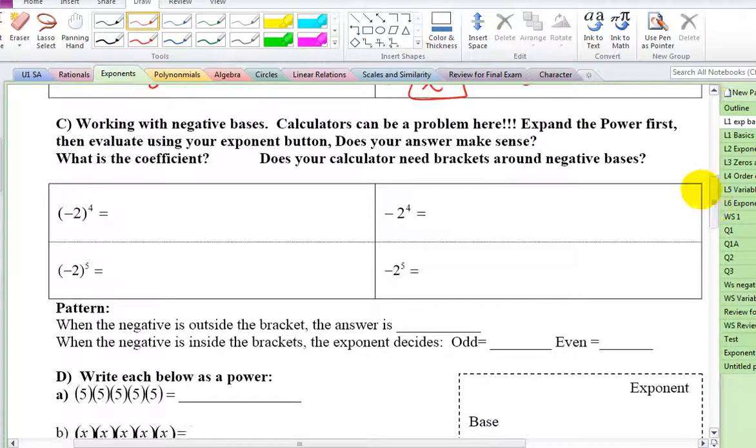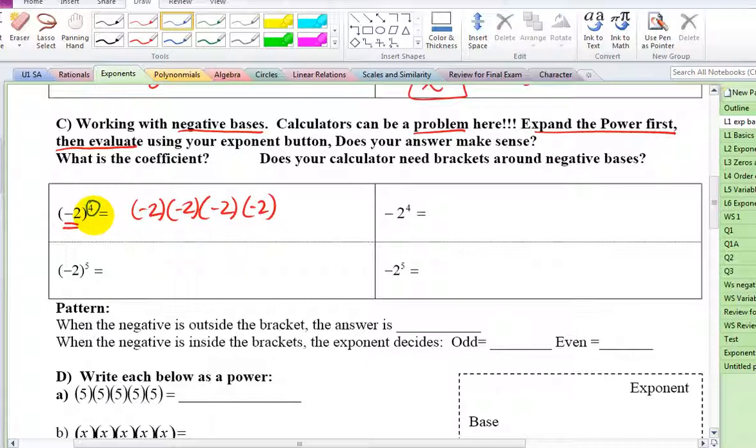Here's where you got to pay attention. Negative bases. Calculators can be a problem. Expand first, then evaluate using the exponent button. So what is this? Now we have brackets around this. So our entire base here is -2. So it's -2 times -2 times -2 times -2. And that's because of the brackets. Okay. Notice that we have 4 as the exponent, so we have 4 negative signs.